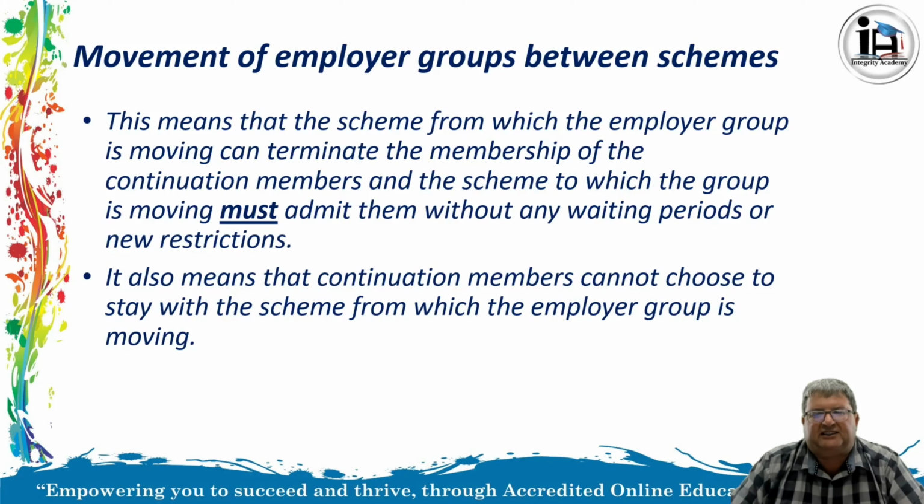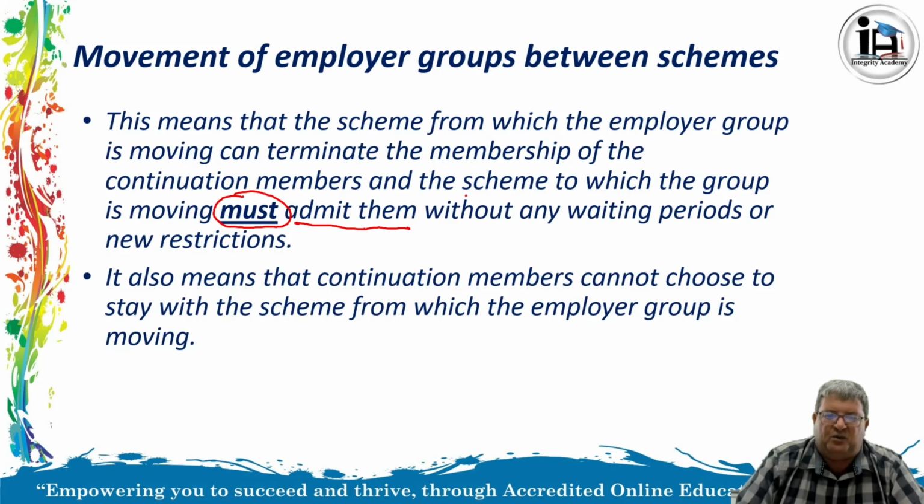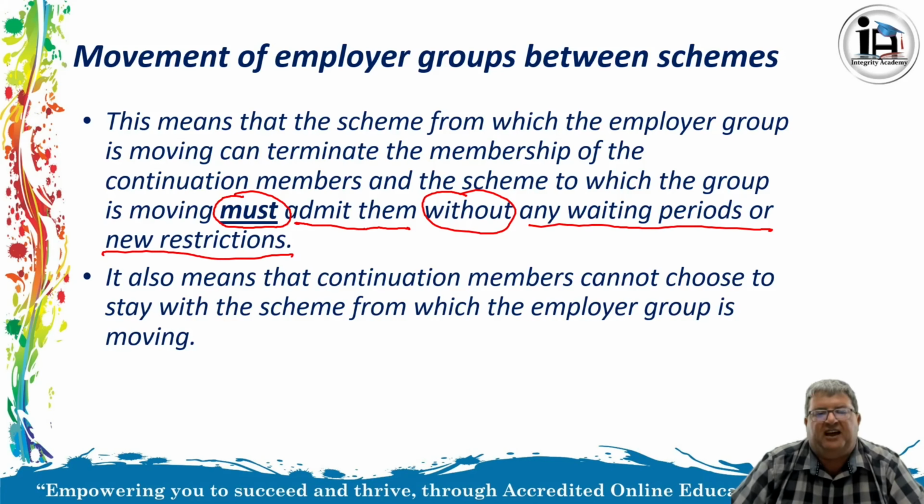So this means that the scheme from which the employer group is moving can terminate the membership of the continuation members, and the scheme to which the group is moving must admit them without any waiting periods or new restrictions. It also means that continuation members cannot choose to stay with the scheme from which the employer group is moving. They cannot stay where they are like they used to. They have to move, but they will not get any waiting periods or new restrictions. The new scheme must admit them, so there's no point in staying where they are.